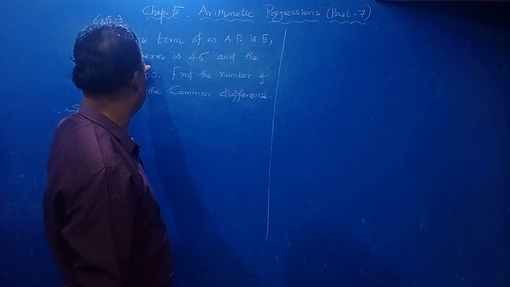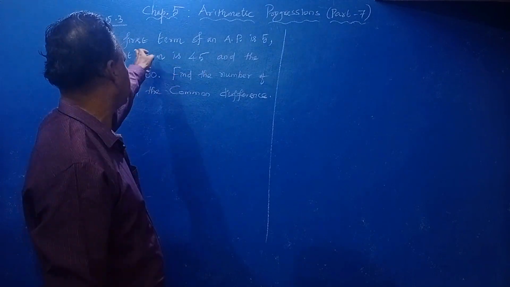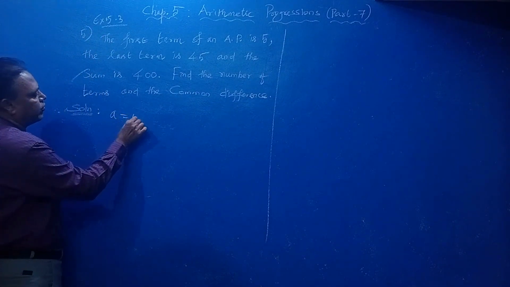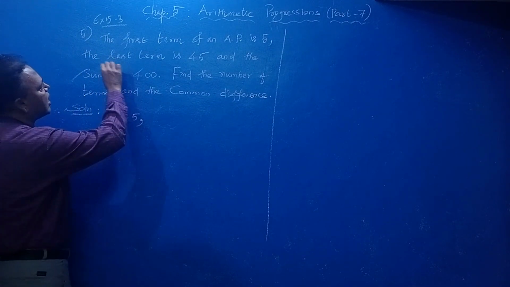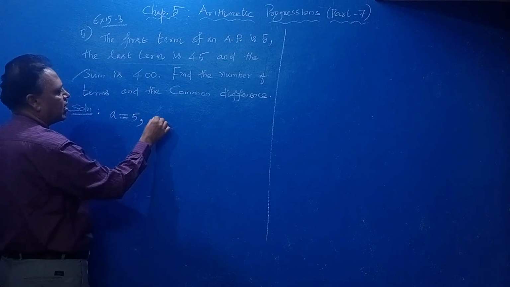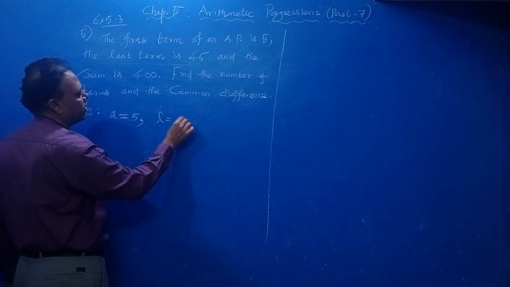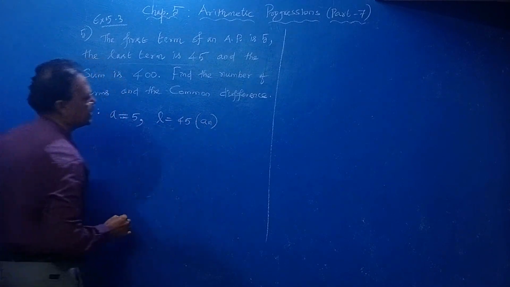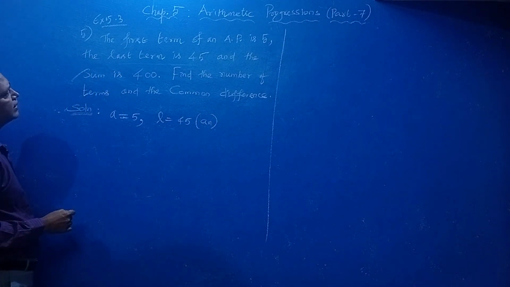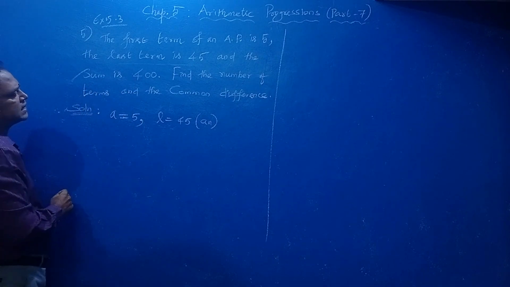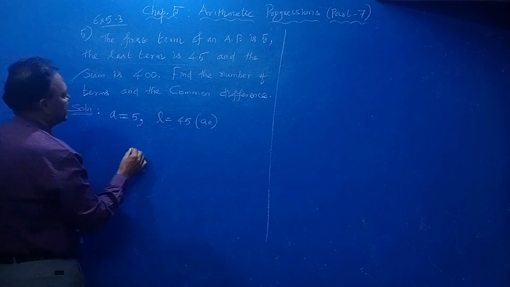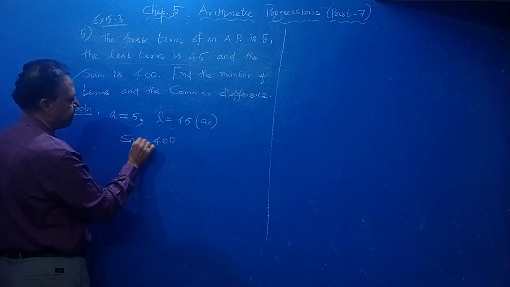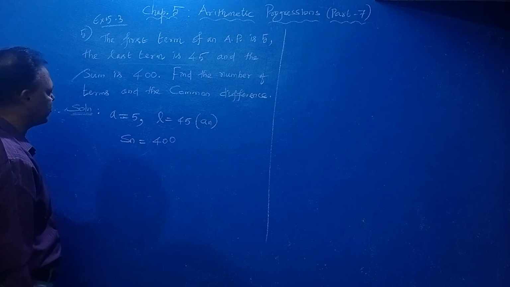You should know the meaning, then easily you can write. First term of AP is A. A equal to 5 is given. The last term, AN or L also you can take. L is 45. That is also AN. Next, the sum is given. SN is 400. N you have to find out.